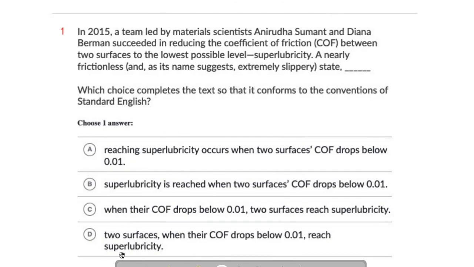So number one, in 2015, a team led by these scientists succeeded in reducing the coefficient of friction between two surfaces to the lowest possible level, superlubricity. So superlubricity is the lowest possible level of friction between two surfaces. A nearly frictionless state, blank.